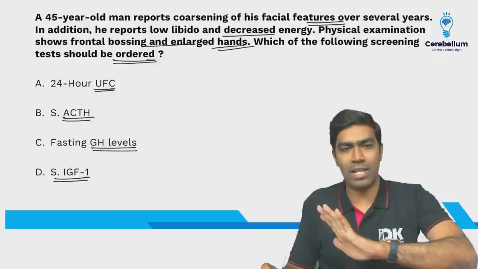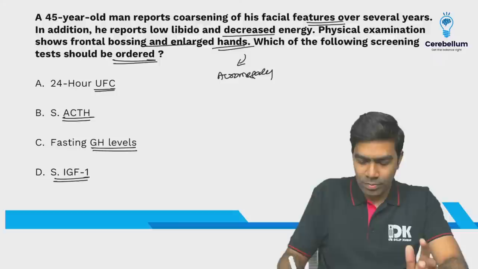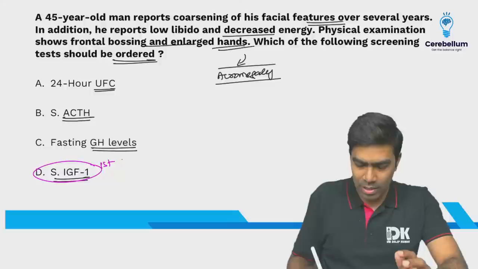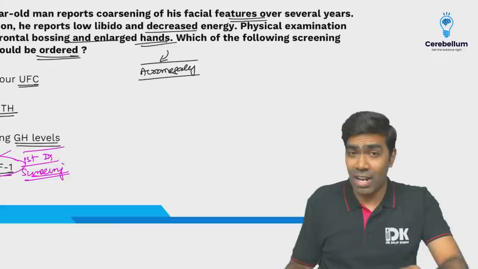Okay, it's simple. The diagnosis here is straightforward. It is acromegaly. The first investigation, the screening investigation of choice, is going to be serum IGF-1 level. So the right answer is D. It's very simple. How are you going to evaluate a case of acromegaly? If you suspect acromegaly, the first step is serum IGF-1.